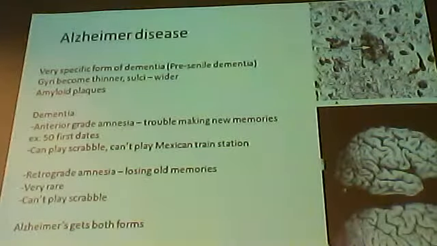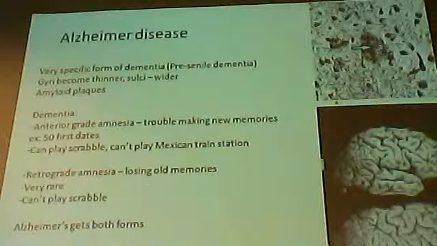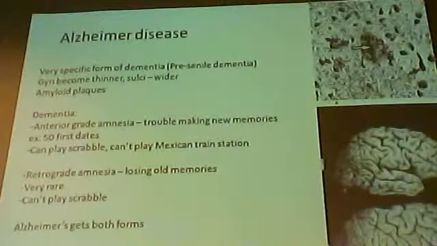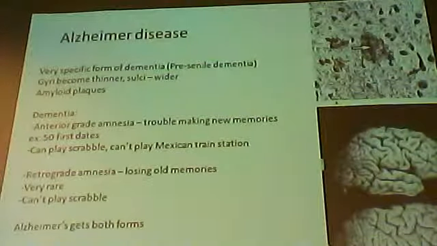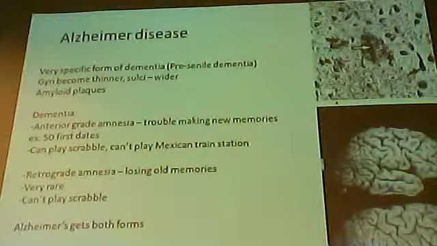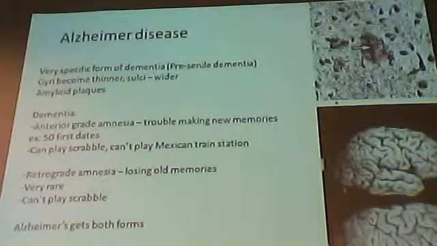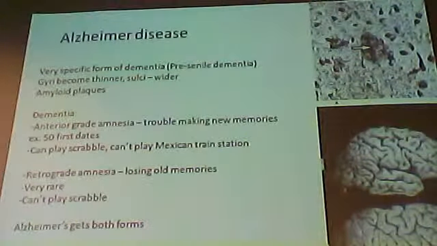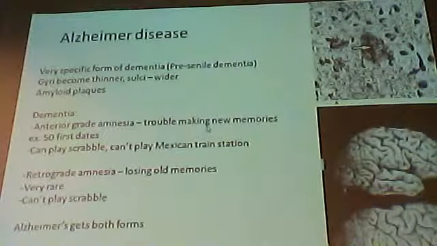So with dementia, there are two types. There's anterograde amnesia, where you have trouble making new memories. It's like the movie 50 First Dates. You could play Scrabble, but you couldn't play a new game like Mexican Train. But with retrograde amnesia, you lose your old memories. It's very, very rare, and you can't play Scrabble because you don't remember it. Alzheimer's gets both, and older people just have the anterograde type. They remember the old stuff though.